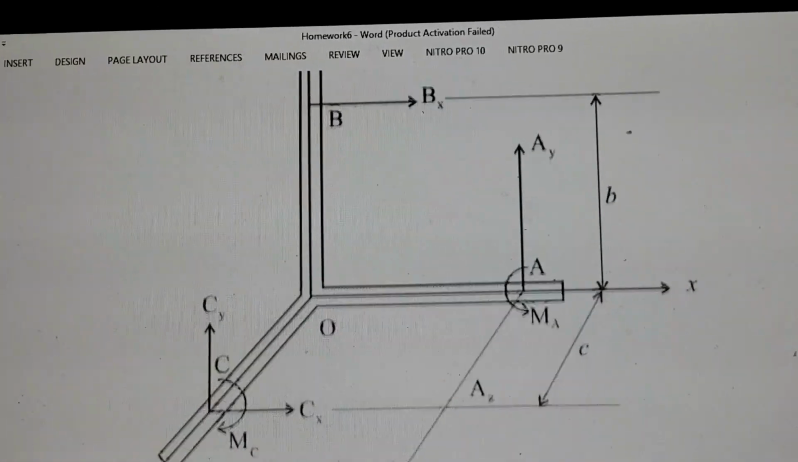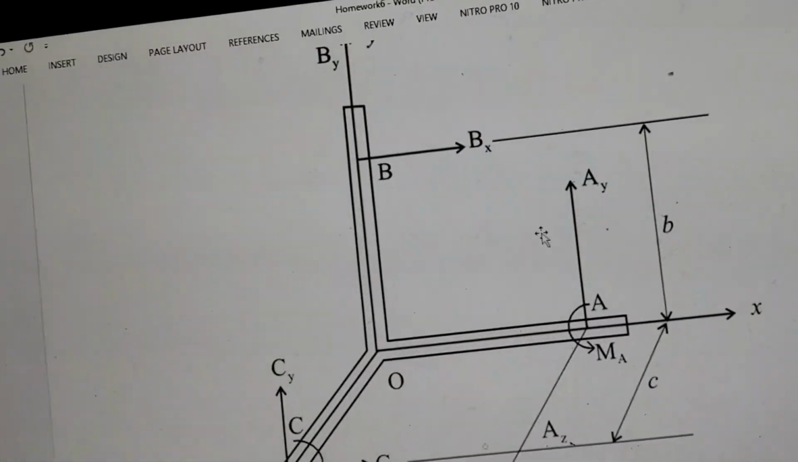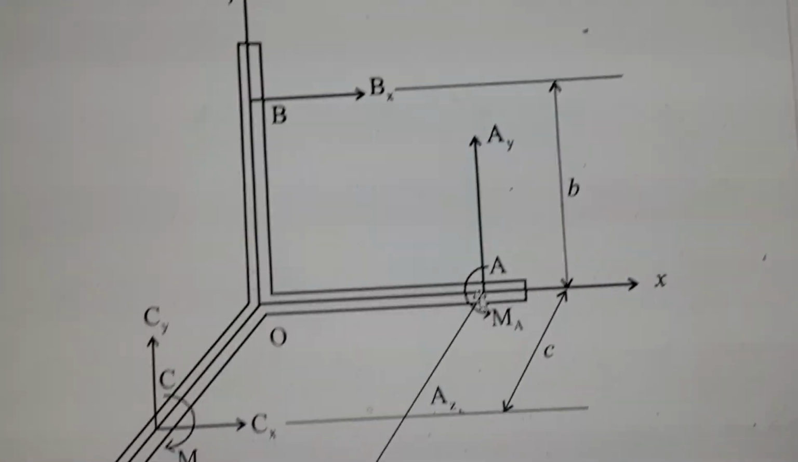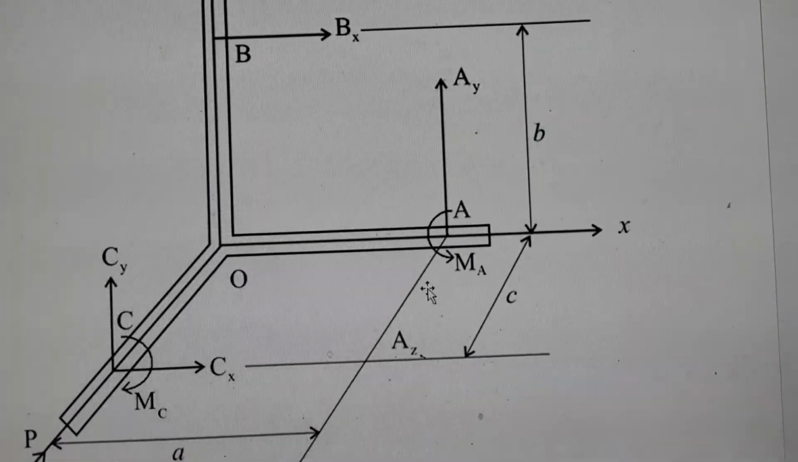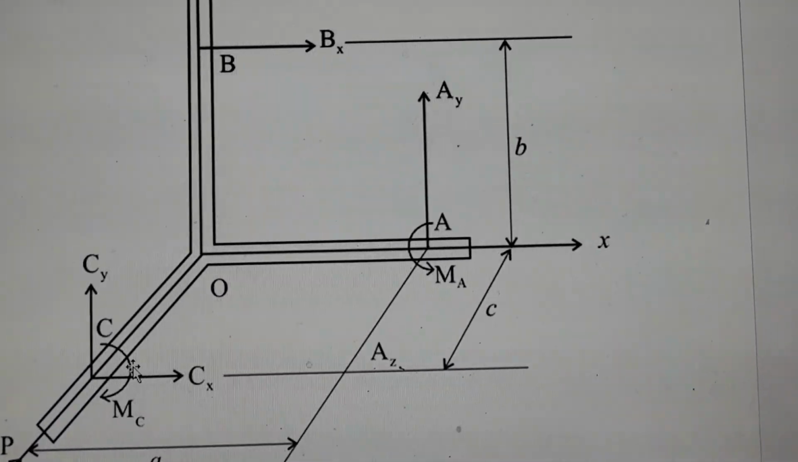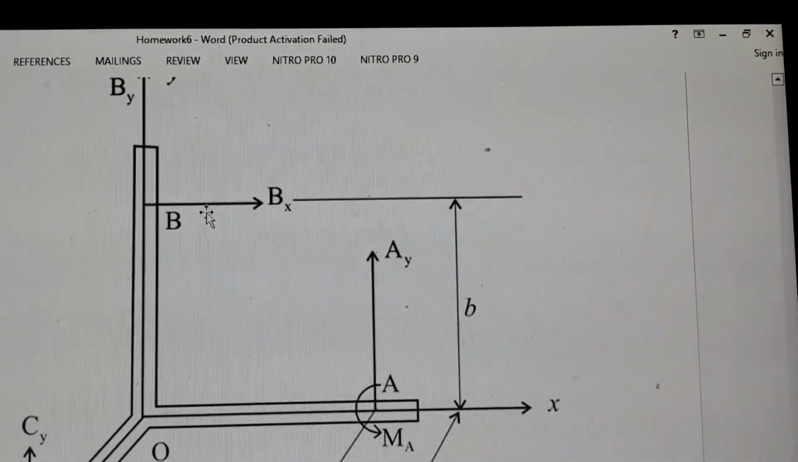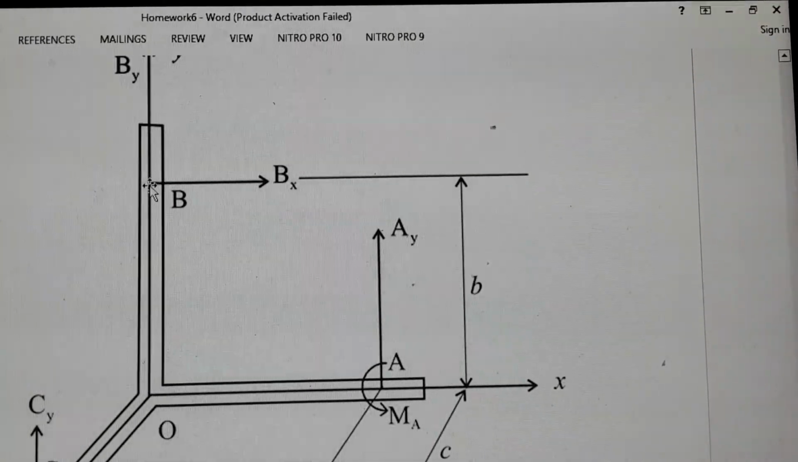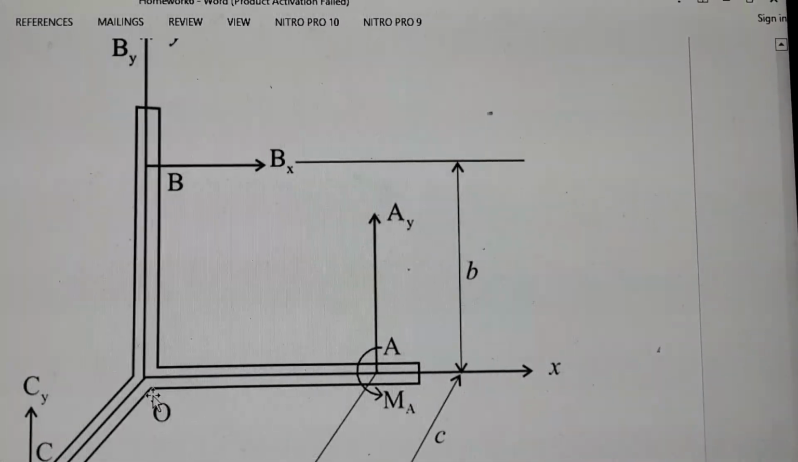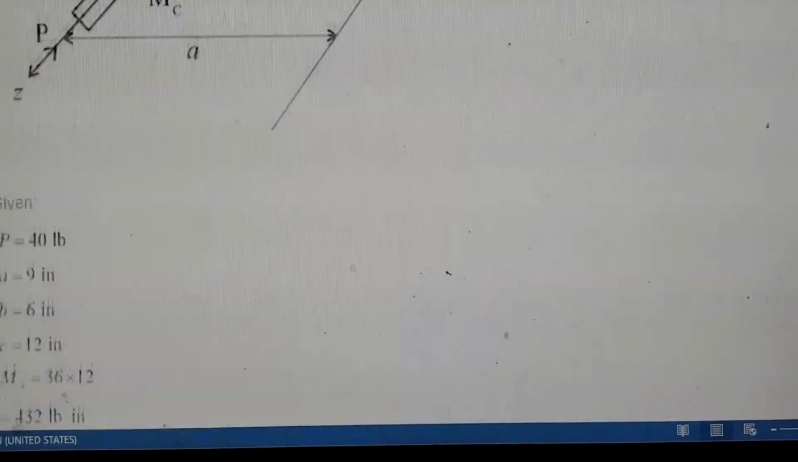We'll try to draw the forces here. This eye bolt has a reaction in the Y, and of course a reaction in the Z, AZ. This one has reactions in the X and Y, CX and CY. And this one has reactions BX and BY. This is different, this is not an eye bolt. And this is O, and everything else is there, so we have to start solving the problem.